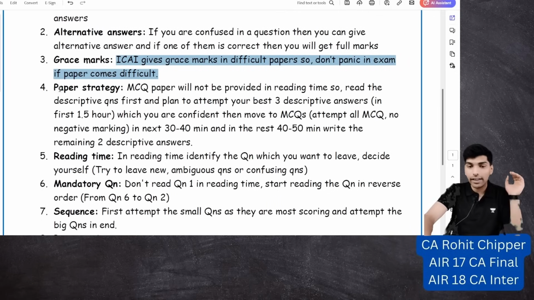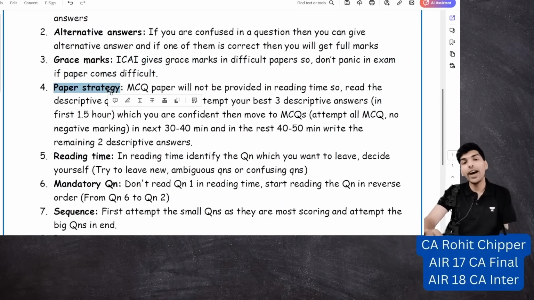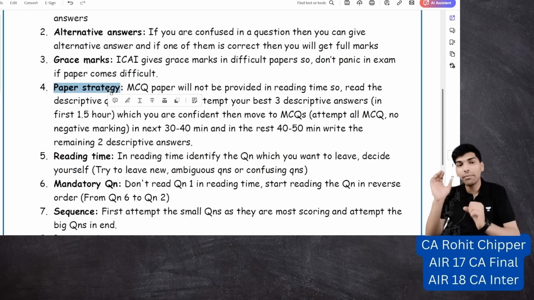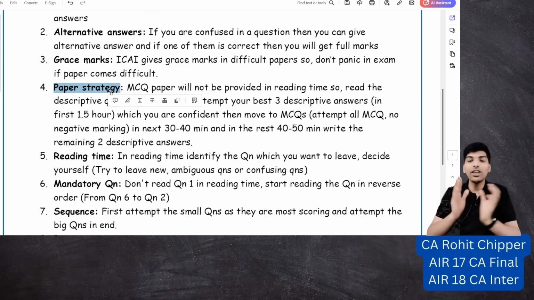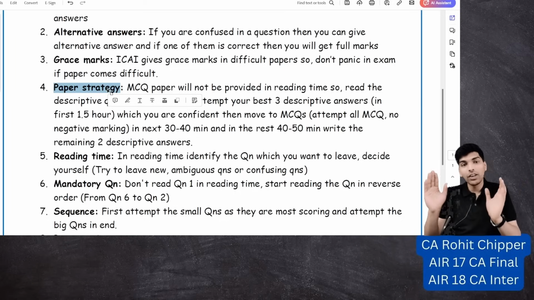Move to the next tip, which is the paper strategy. As per the new exam pattern, both Inter and Final papers will have 30% MCQ and 70% descriptive. Now, what should be your strategy to attempt such a paper? In the reading time of 15 minutes, you will not receive your MCQ paper. You will only have your descriptive paper. You will have to read that descriptive paper in 15 minutes.